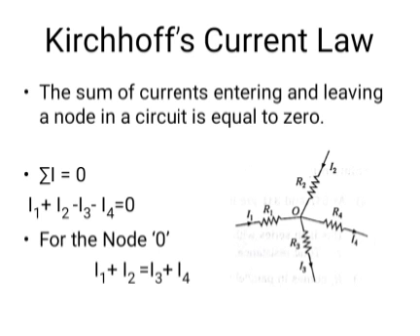That means I1 plus I2 equals I3 plus I4. Thus, at a junction of a network, the sum of the currents flowing towards it is equal to the sum of the currents flowing away from the junction.